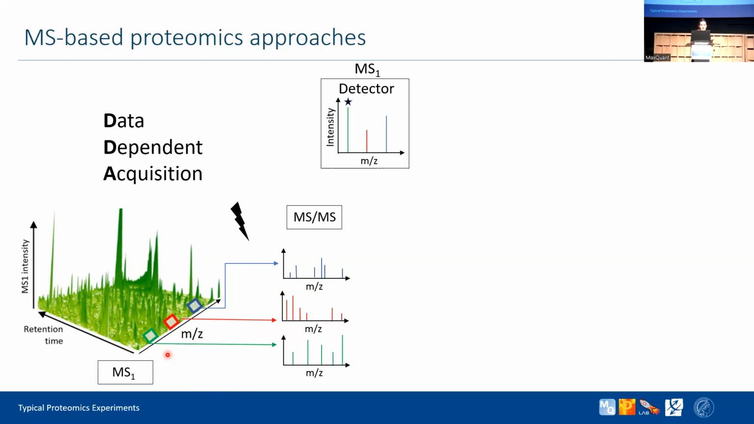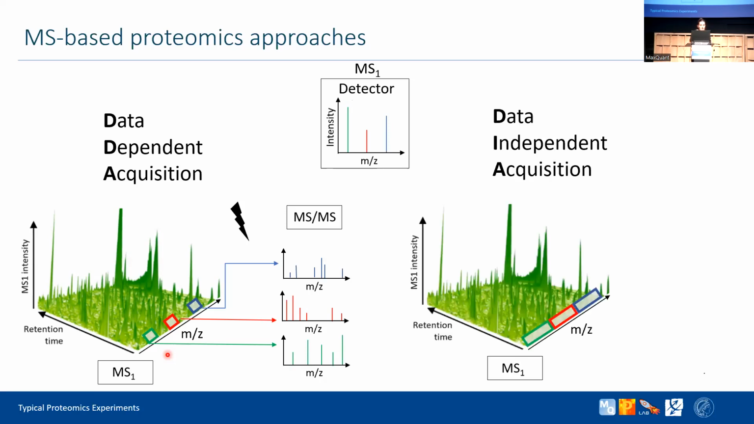It's called data-dependent because it depends on the data: you will choose to do the fragmentation on the analytes that are usually the most abundant. So that's why it's called data-dependent, but that's only one way to do the experiment. The other way is to do data-independent acquisition.